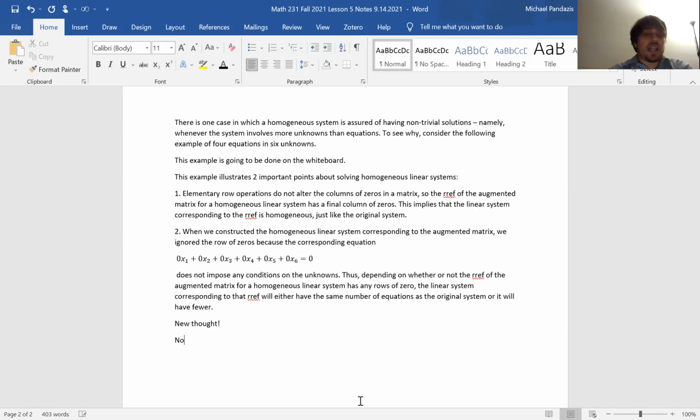Okay, now consider a general homogeneous linear system with n unknowns in reduced row echelon form with r non-zero rows, and thus n minus r free variables.